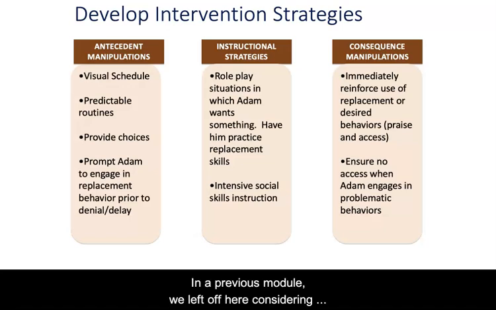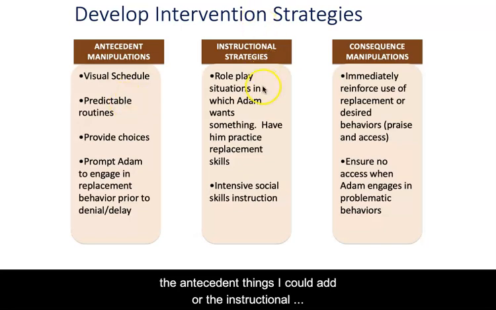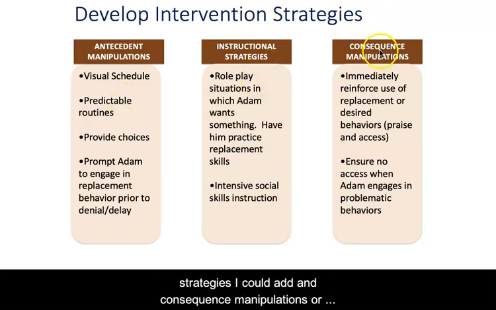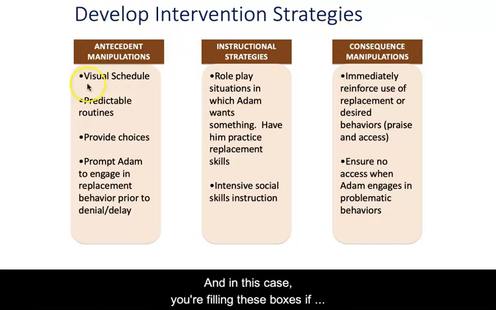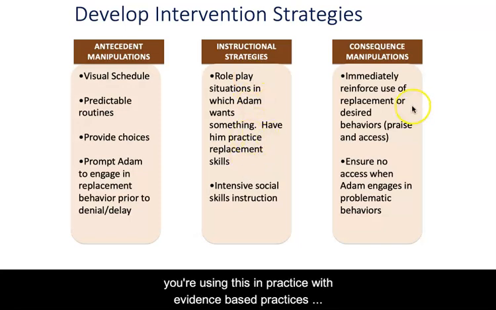In a previous module, we left off here considering how we integrate what we know about best practices of having access to a student's FBA to help us understand the function of their behavior. In understanding the function of the behavior, we might make a table like this for ourselves of the antecedent things I could add, or the instructional strategies I could add, and consequence manipulations, or ABC, right? So an ABC analysis. And in this case, you're filling these boxes, if you're using this in practice, with evidence-based practices from some of those tools we've been using in this course.